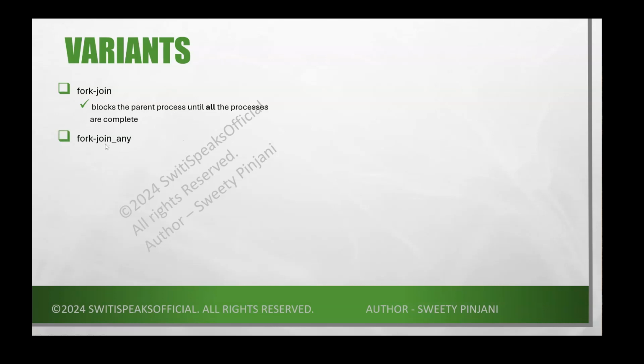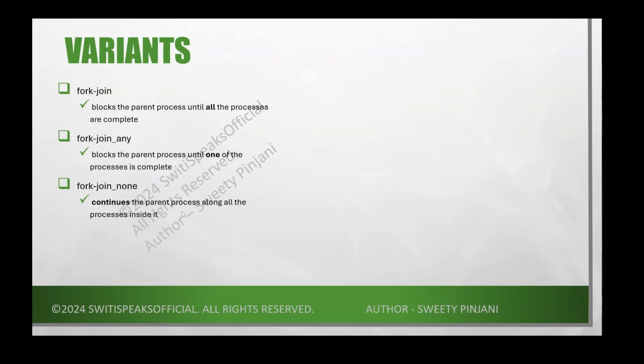The next variant is fork join any. The name says any. It will block the parent process only until any one of its processes completes. As soon as any one of its processes completes, the parent process will also start executing. And fork join none. As the name suggests, none. It means it should not block the parent process at all. So in fork join none, it will continue the parent process execution along with all the processes inside it.